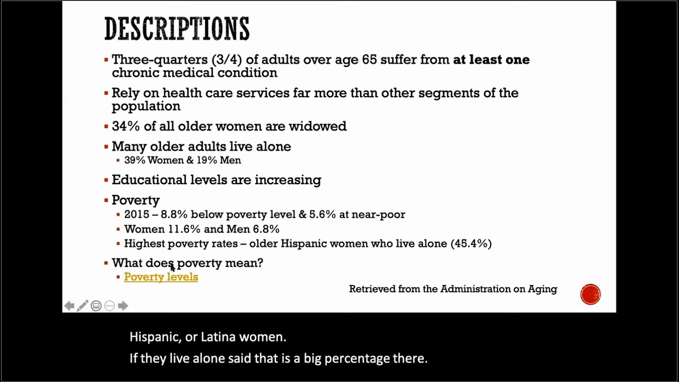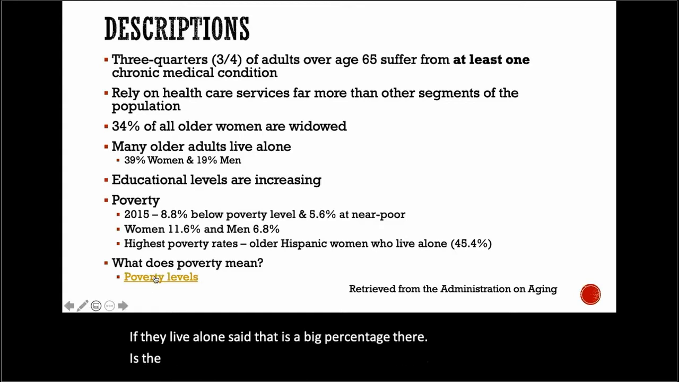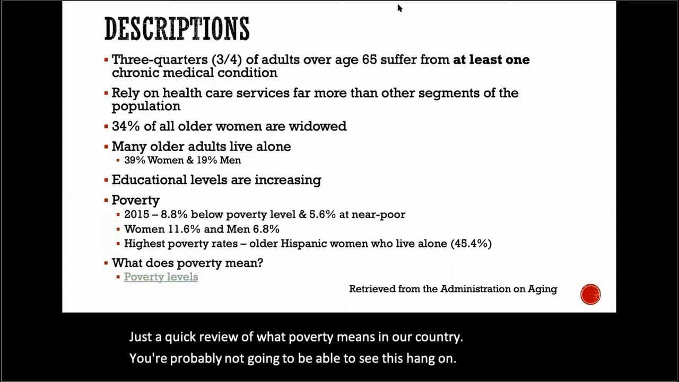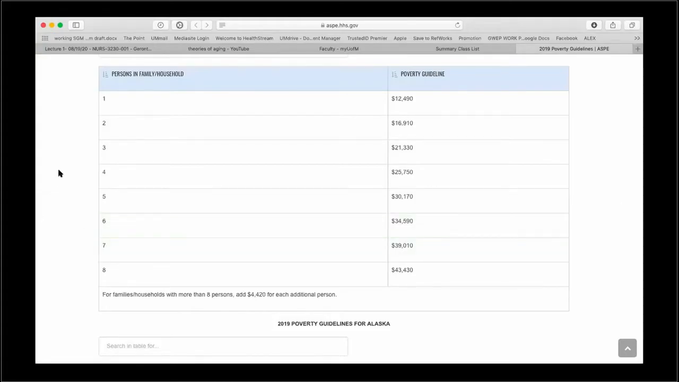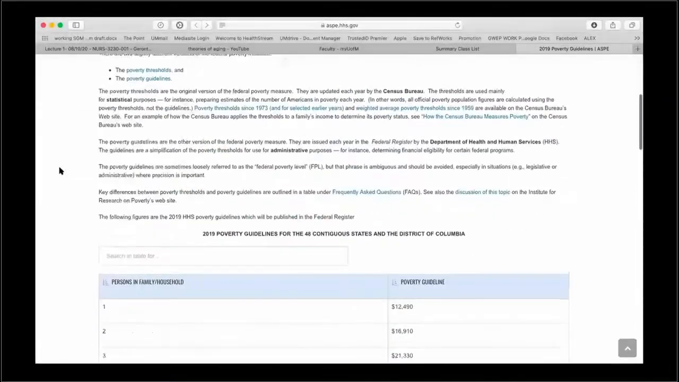Just a quick review of what poverty means in our country. And you're probably not going to be able to see this. Hang on. So here you see the breakdown of poverty numbers in the United States. I'm just showing this to you.